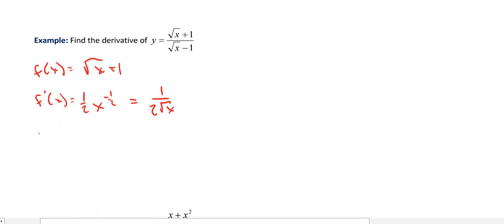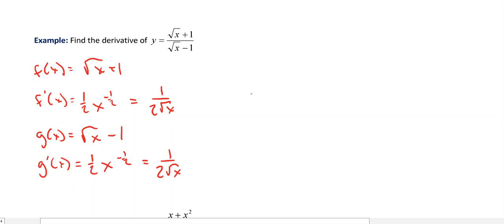And then g of x is the square root of x minus 1, and it's going to have the same derivative because the minus 1 and plus 1 are the only difference, and they just become 0 anyway. So this is 1/2 x to the negative 1/2, or 1/2 square root of x. So y prime is equal to f prime g minus f g prime all over g squared.